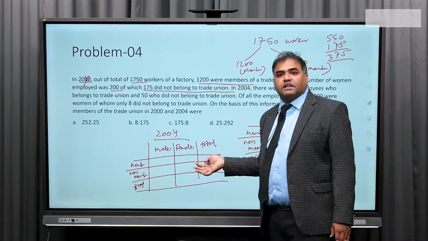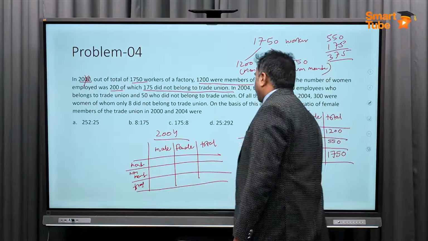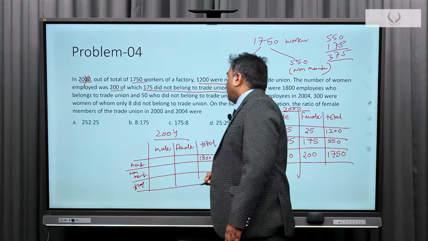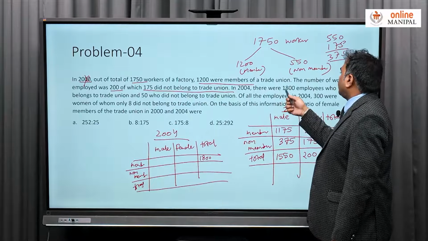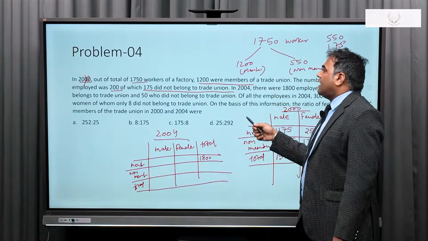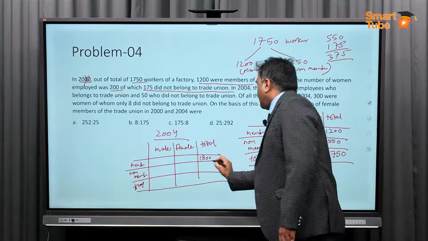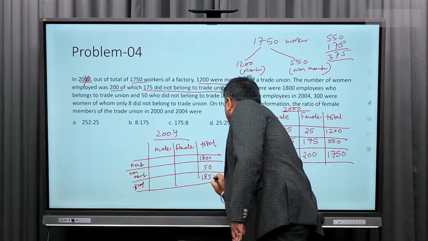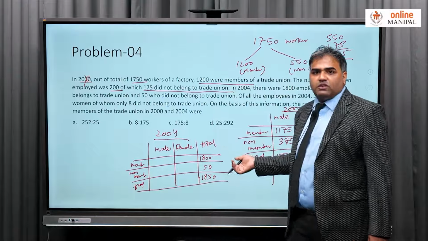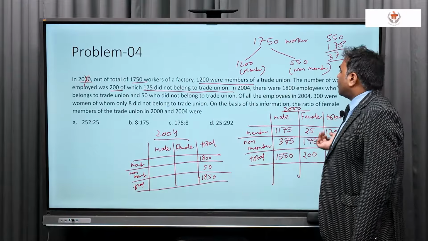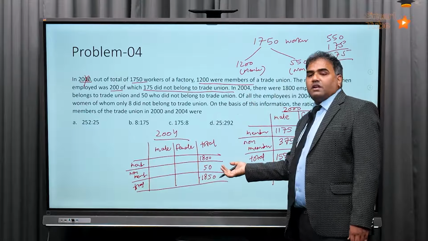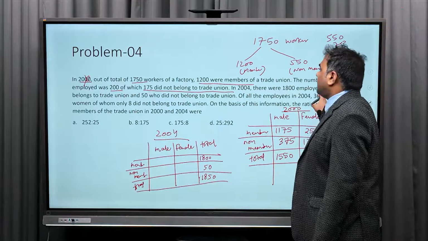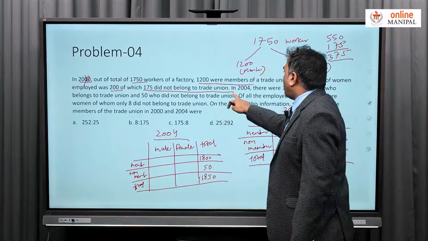Now discussing the year 2004, what they have given: there were 1800 employees who belong to trade union. So in 2004 there were 1800 employees who belong to trade union and 50 who do not belong to trade union. So this total will be 1850. Don't ask me how, you can simply do 1800 plus 50. In 2004 you have 1850 total employees where certain are member, certain are non-member.